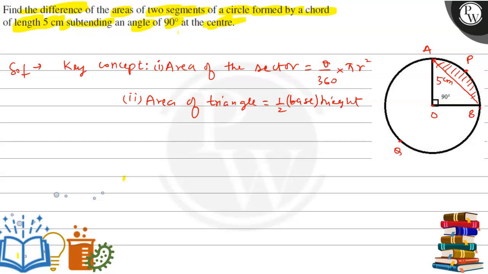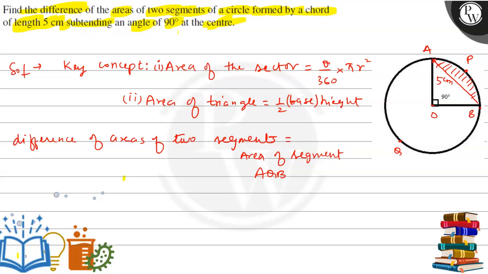Okay, so we have to find the difference of the areas of the two segments, which equals the area of segment AQB, the bigger segment which is the major segment, minus the area of segment APB, the smaller segment which is the minor segment. So we have to find the difference of the areas of the major segment and minor segment, right? So here we first find the area of the minor segment.